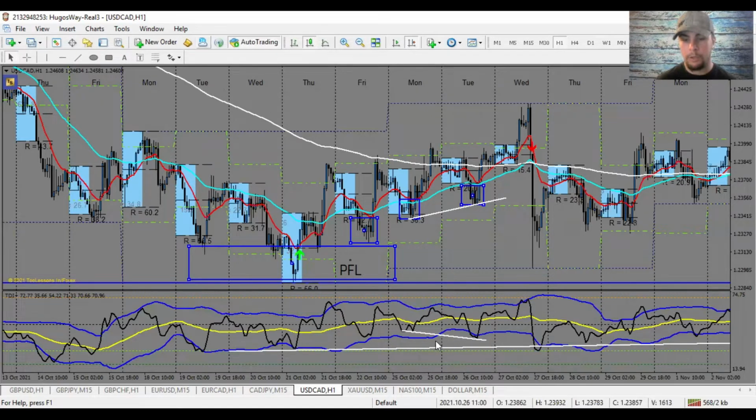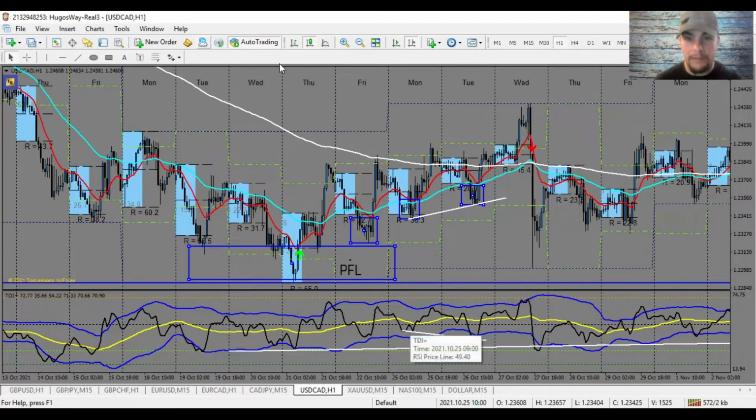So you can see how this low was higher than this low, right? But this low was lower than this low, okay? This low is higher and this low is lower, right? On the TDI, it's telling you that this low is lower and this low is higher here, okay? It's telling you something different. That is hidden divergence, okay?